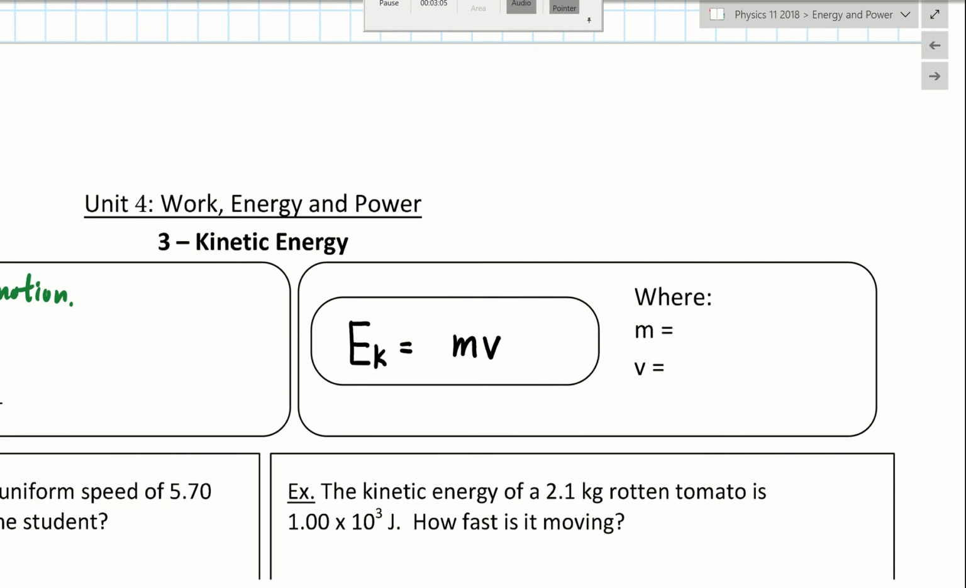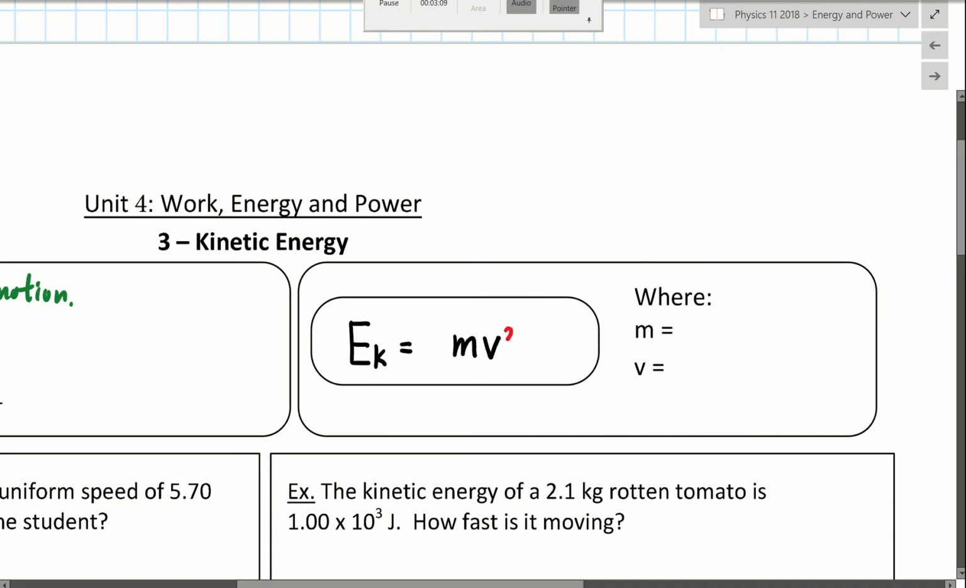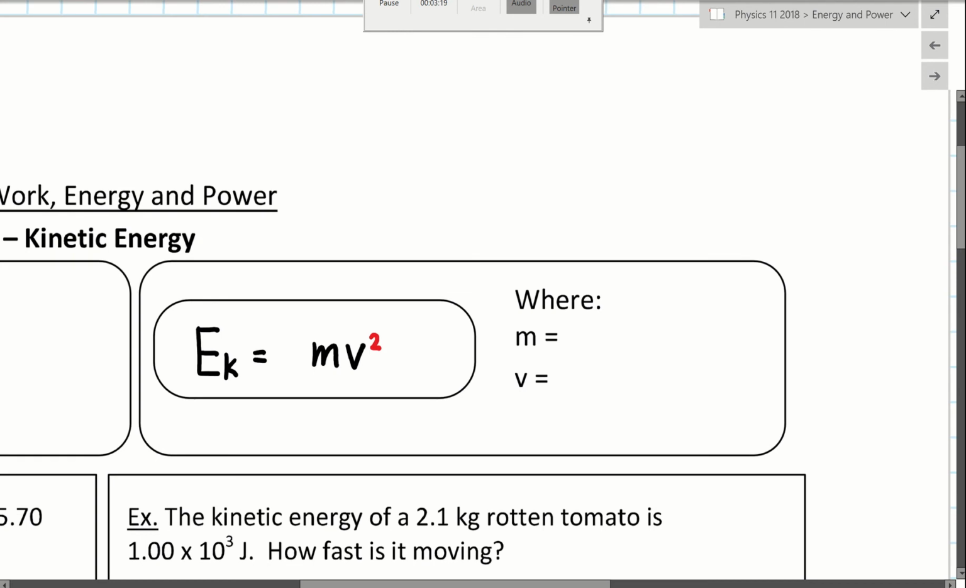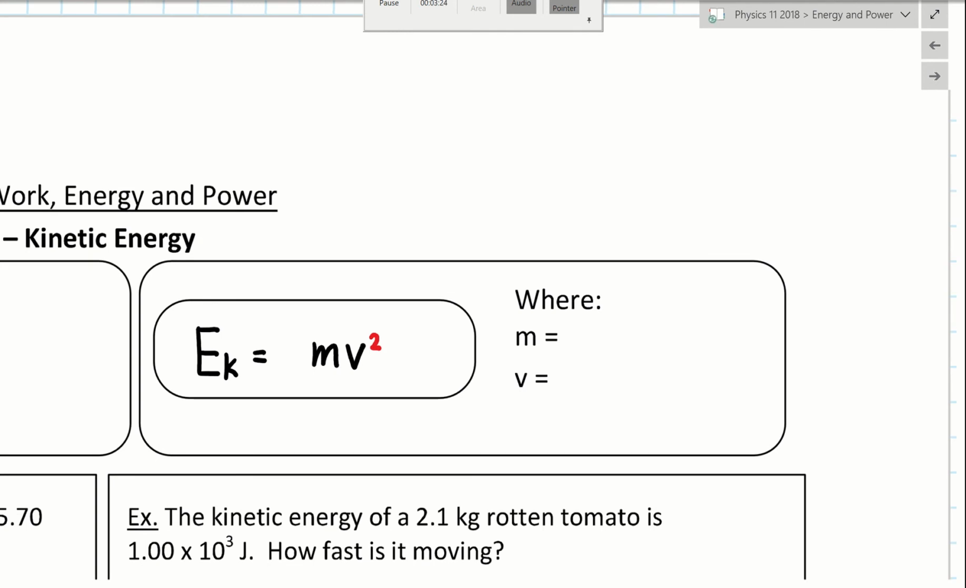Now, it turns out, however, that this equation has a special emphasis on the speed. Kinetic energy depends on your mass, but it's only a 1-to-1 ratio. It depends on the square of your speed. That means if you double the speed, you're going to get 4 times the energy. If you triple the speed, you're going to get triple squared, which is 9 times the energy. If you quadruple the speed, 4 times the speed, 16 times the energy. 5 times the speed, 25 times the energy.